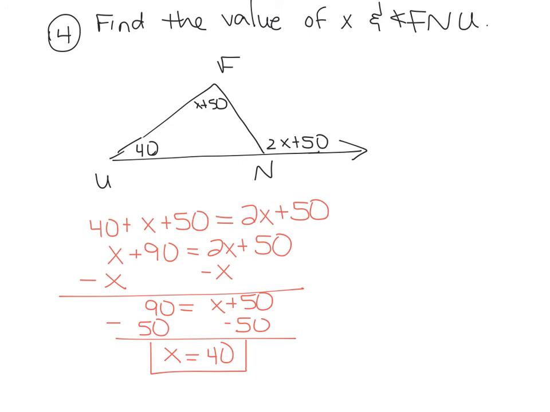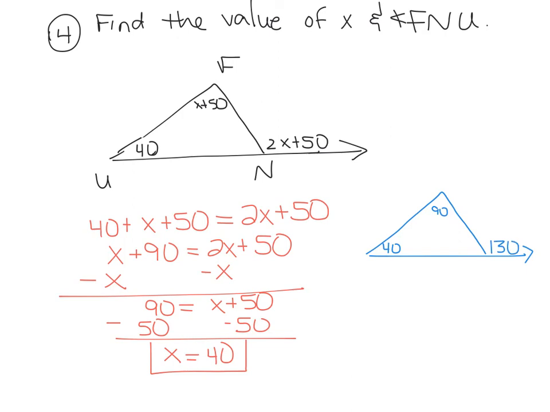Well, I've answered what x is, but now I've got to find F and U. I'm going to just redraw it, and at the same time plug in my value of 40. We have our 40-degree angle. X plus 50 turns into 90. And 2 times 40 is 80, plus 50 is 130. Okay, that tells me I did it correctly. 90 and 40 is 130.